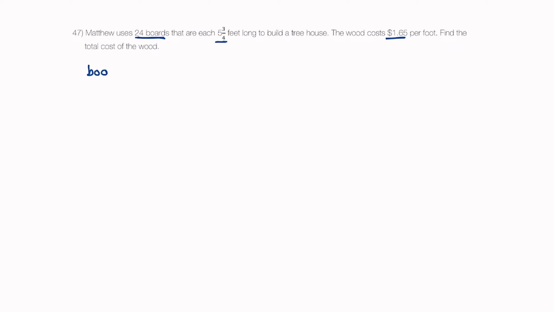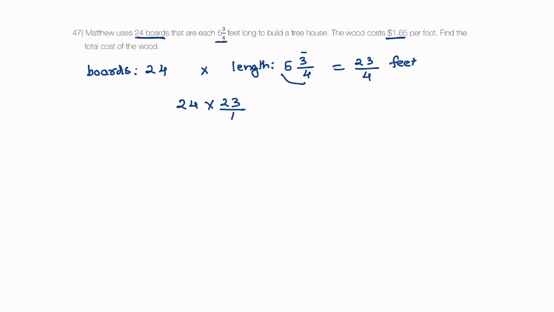Let's first write the number of boards he is using, which is 24. And what's the length of each one, which is 5 3/4, which I can also write as 23/4. Right? 5 times 4 is 20 plus 3, 23. And that's feet. So what is the total length of all this, which is 24 times 23/4, because 24 is the number of boards he's using and each board measures that much.